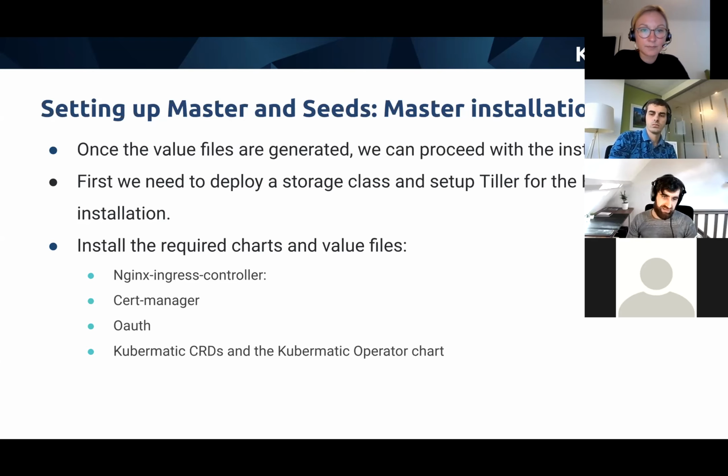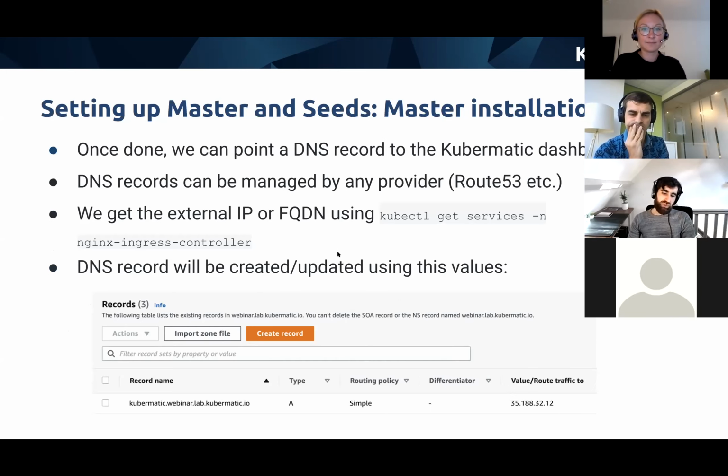That is, for example, how you access the Kubermatic dashboard. You can do lots of configuration and use SSO, SAML, and all kinds of authentication methods. And finally, the Kubermatic CRDs and the Kubermatic operator chart. Those will be responsible for deploying all the Kubermatic components to your Kubernetes cluster. Once you have installed those charts, you just need to configure the DNS. You will be accessing Kubermatic with a dashboard. Now it is installed, but you still need to access it.